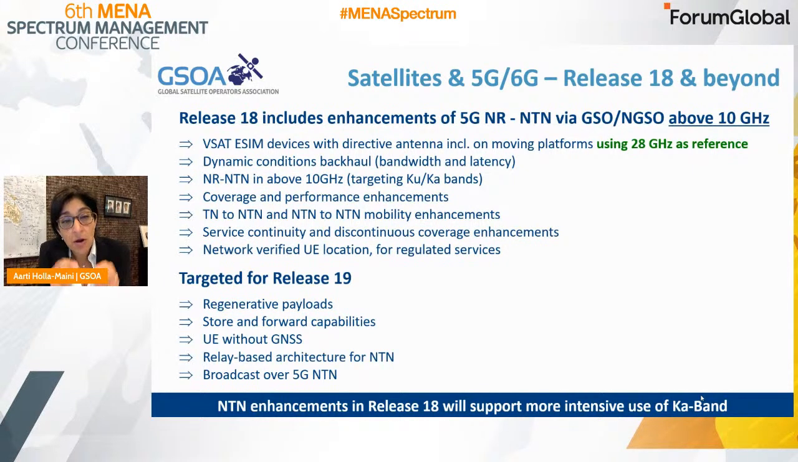But also there are targets that we have as an industry for release 19 that we are already developing. Regenerative payloads, store and forward capabilities, user equipment without the GNSS feature. So of course you're all familiar with the fact that devices already have the GNSS capability, the navigation capability to know where they are, positioning and so on. But it's very important that we also evolve beyond that. So that's an important enhancement that will happen alongside, of course, relay-based architecture and also broadcast over 5G NTN in the future. So all of these enhancements in release 18 and beyond are going to support, in particular, more intensive use of the Ka band in the short to medium term, but also probably looking at other bands as well. The existing bands, C band, Ku, but also Q and V bands as we go forward. If we can go to the next slide.